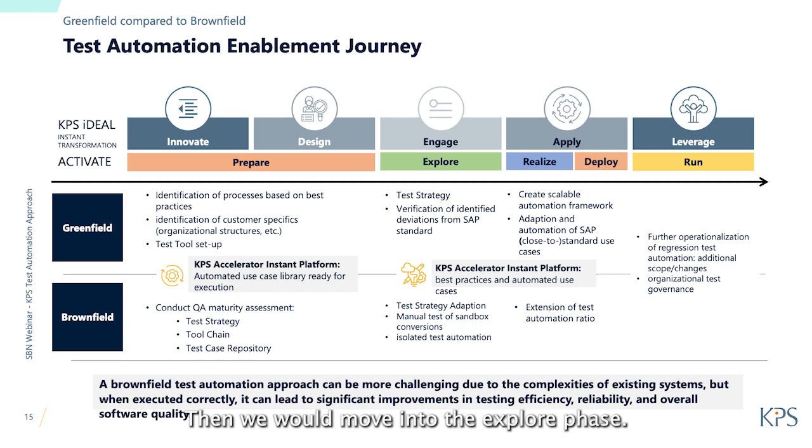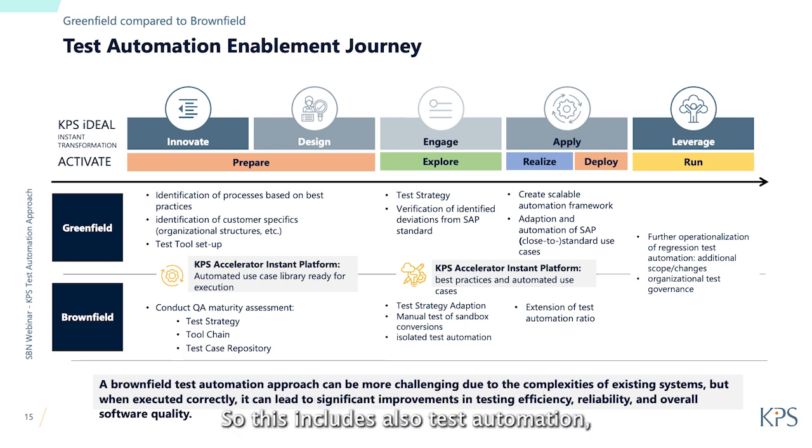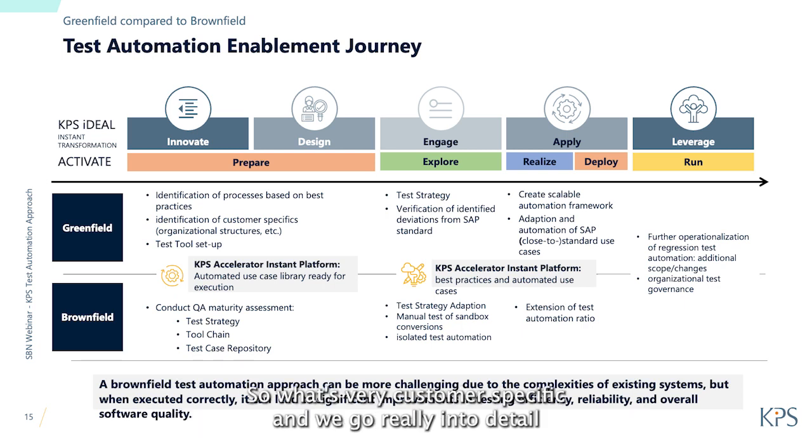Then we would move into the explore phase. In the explore phase, in a greenfield, we typically start with creating a test strategy. This includes everything, including test automation. It can also already include regression testing at that point in time. Then we verify and identify deviations from SAP standards, so what's very customer specific, and we go really into detail. And so we can move on into the realization and have that created.